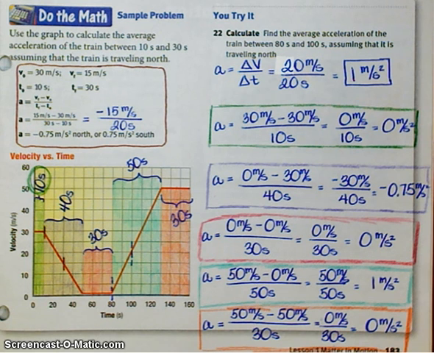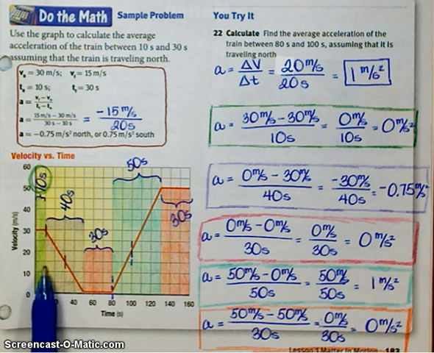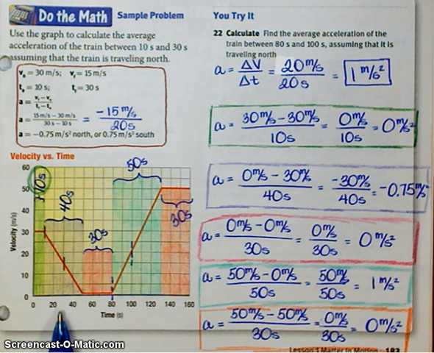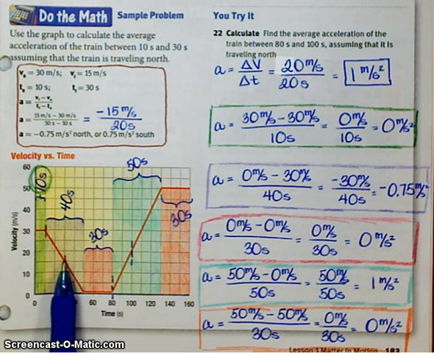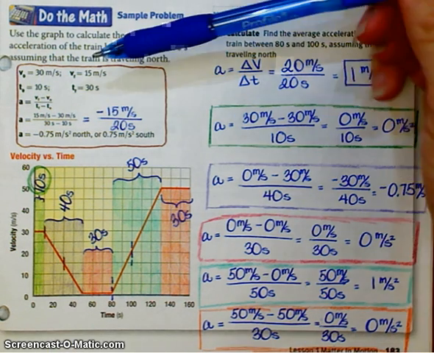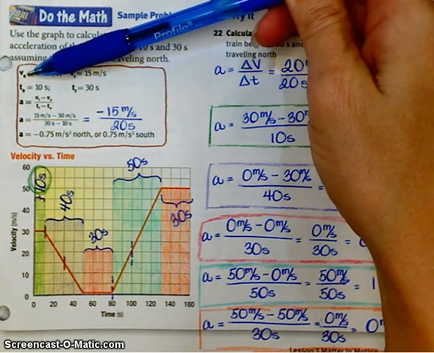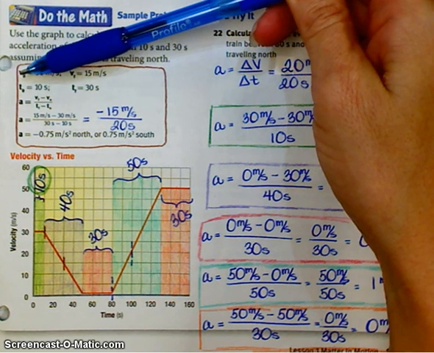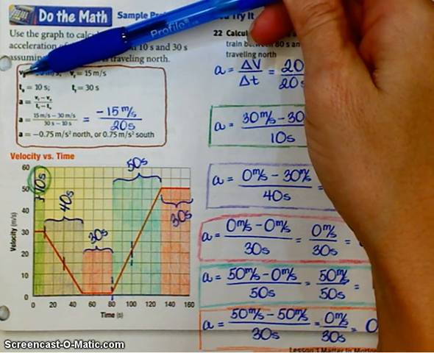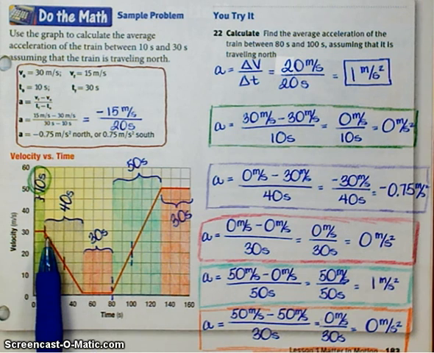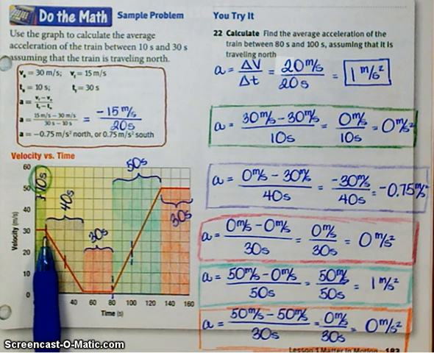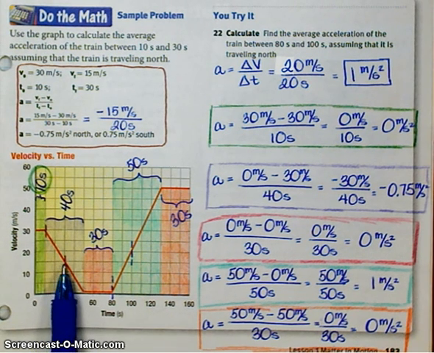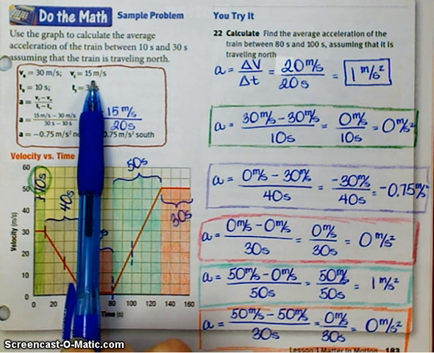If you look carefully at the graph, first of all, 10 seconds is marked by this vertical line, so I made a little hash mark. 30 seconds is marked by this little line, so I made a little hash mark. At the beginning of the time interval, v with a little 0 is just a fancy way of saying initial velocity or beginning velocity. Our velocity at the beginning is 30 meters per second. Our velocity at the end of the time interval that they've asked about is 15 meters per second.